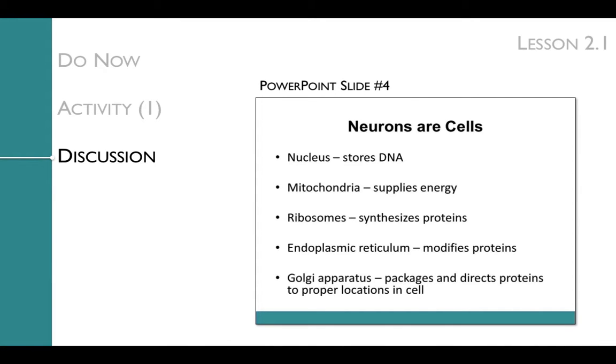First, you will review with your students that neurons are cells, which means that they contain all the cellular organelles found within cells to support cell life. You use slide number 4 to review the organelles found within cells with your students. If your students are unfamiliar with these organelles, you may need to take additional time to explain them, but for students who have already had a course in biology, this should go quickly.